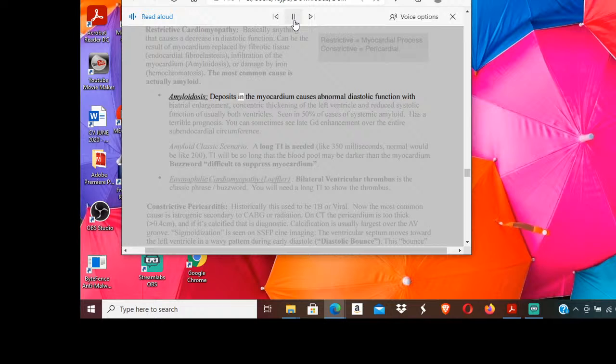Amyloidosis, deposits in the myocardium cause abnormal diastolic function with biatrial enlargement, concentric thickening of the left ventricle and reduced systolic function of usually both ventricles. Seen in 50% of cases of systemic amyloid. Has a terrible prognosis. You can sometimes see late gadolinium enhancement over the entire subendocardial circumference. Amyloid classic scenario, a long TI is needed, like 350 ms.